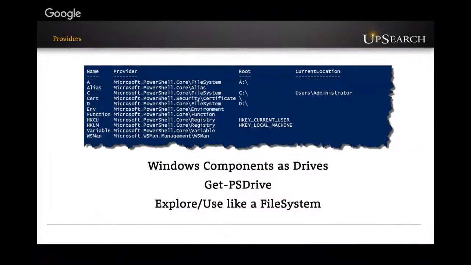There's nothing really fancy here. It's just we've got providers for the file system, but we also have providers for things like the registry, for PowerShell functions that are in memory, aliases, certificates, all this stuff that we can browse as a file system. And we can look at them all by using Get-PSDrive. Nothing fancy, nothing crazy there.